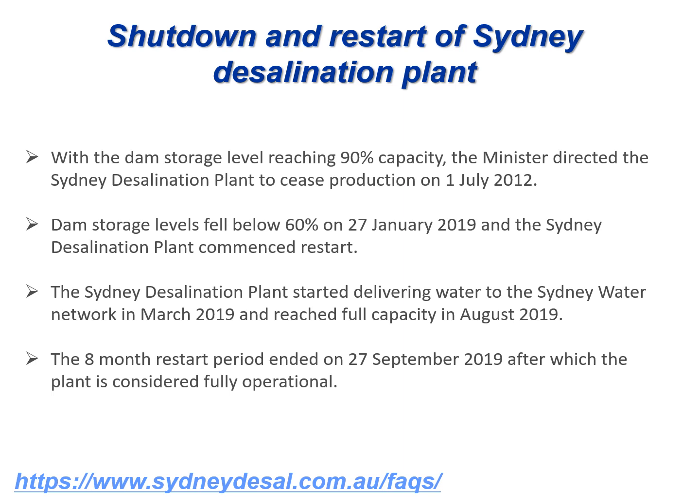So this is another planning. Depending on the dam level, we can decide, and we need an 8 months restart period, which ended on 27 September 2019, after which the plant is considered fully operational. Depending on your reoperation period, we need around 8 months because we need to order membranes, and we need to clean up all the intake, outtake, and pipeline system. That's the reason why we have to consider the trigger point of the dam level. So in your assignment, you can describe the shutdown and restart trigger points in the Sydney desalination plant, and detail can be found on this website, so you can refer to it.